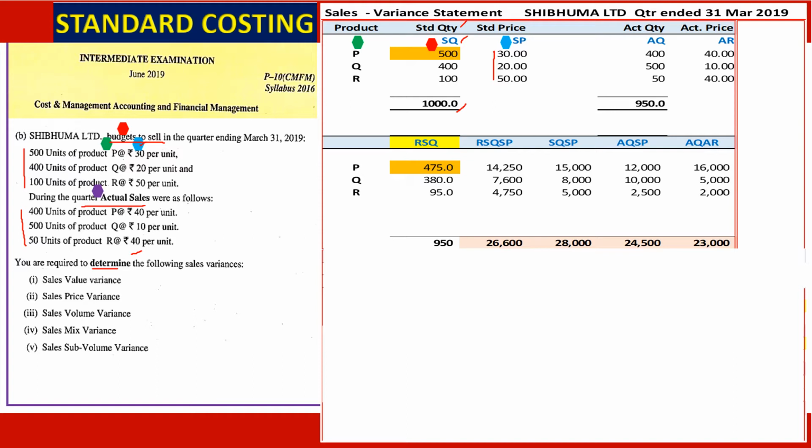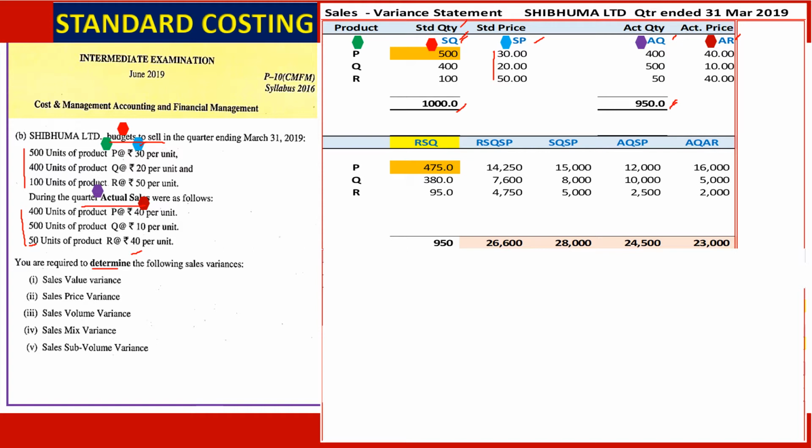Then we post the actual sales achieved during the quarter 400, 500 and 350, adding up to 950, and we also post the actual price or actual rate, as we can conveniently call it, and this is the input which is given: standard quantity, standard price, actual quantity, actual price. We set out to sell 1000 units of PQR put together, but we achieved 950.